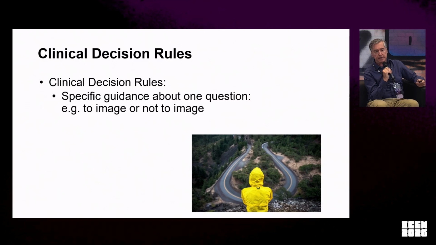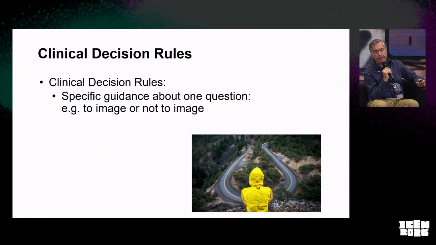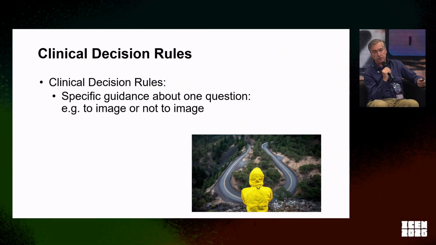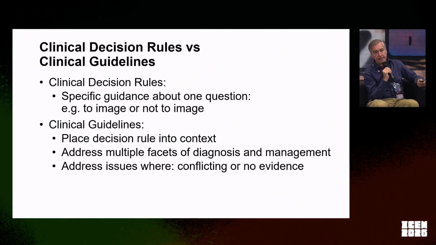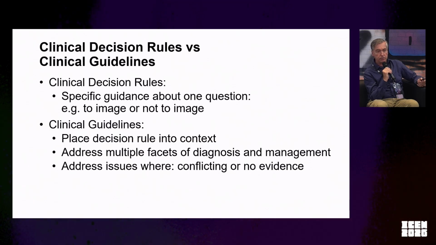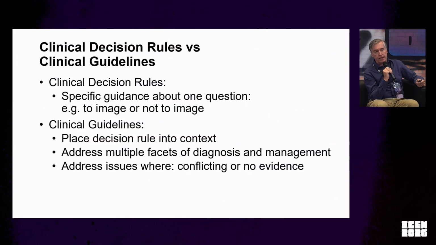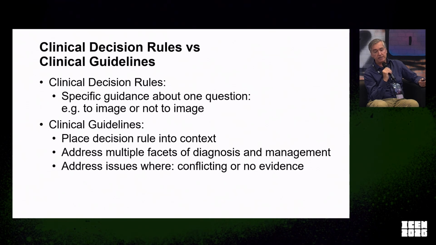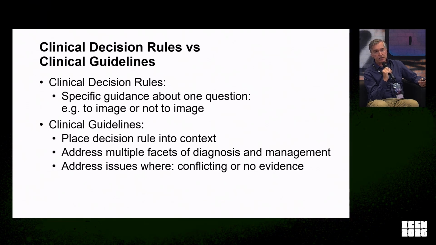Just to set the stage, there are clinical decision rules, which is what I'm going to talk about, and they provide specific guidance about one question. For example, should you image a patient or should you not image a patient? And then there are clinical guidelines, and the clinical guidelines place the decision rules into a context. But they also address multiple facets of diagnosis and management, in particular in areas where there is little evidence, and the guidance is based on best judgment and consensus.